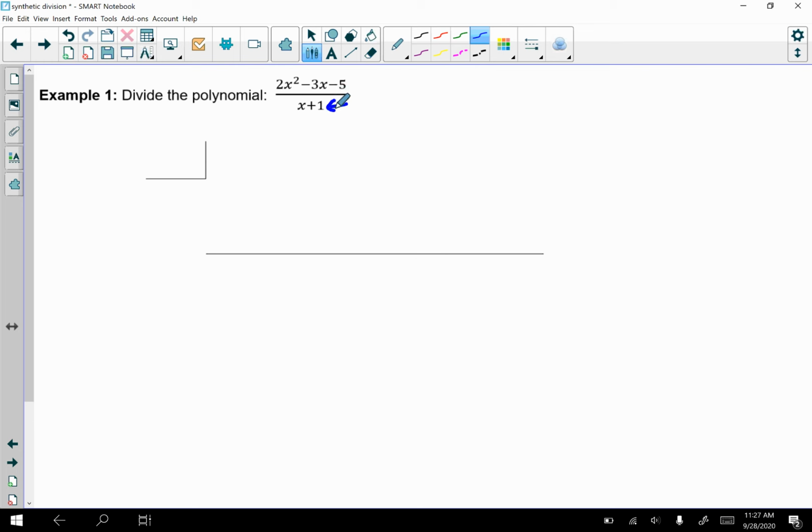Remember that the term on the bottom is your divisor. So I'm going to set my divisor equal to 0, and I'm going to get the 0 or the root. That number is going to go on the shelf. Then I want to make sure that my numerator, the number or the term that I'm dividing into, is in standard form with no missing terms. I check, it is, so I'm going to copy down the coefficients.